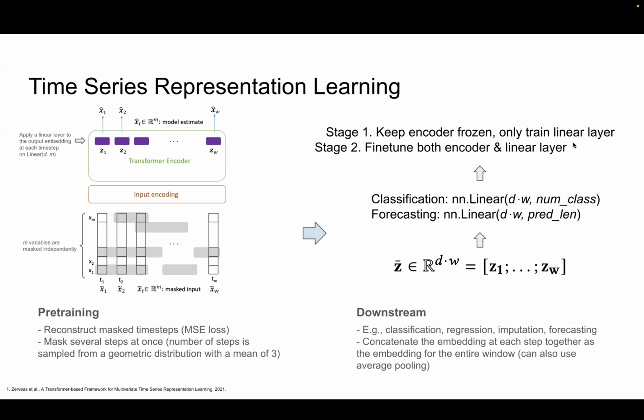And then once the linear layer is outputting something that's more reasonable, we can unfreeze the encoder part and then fine-tune both the encoder and linear layer at the same time.